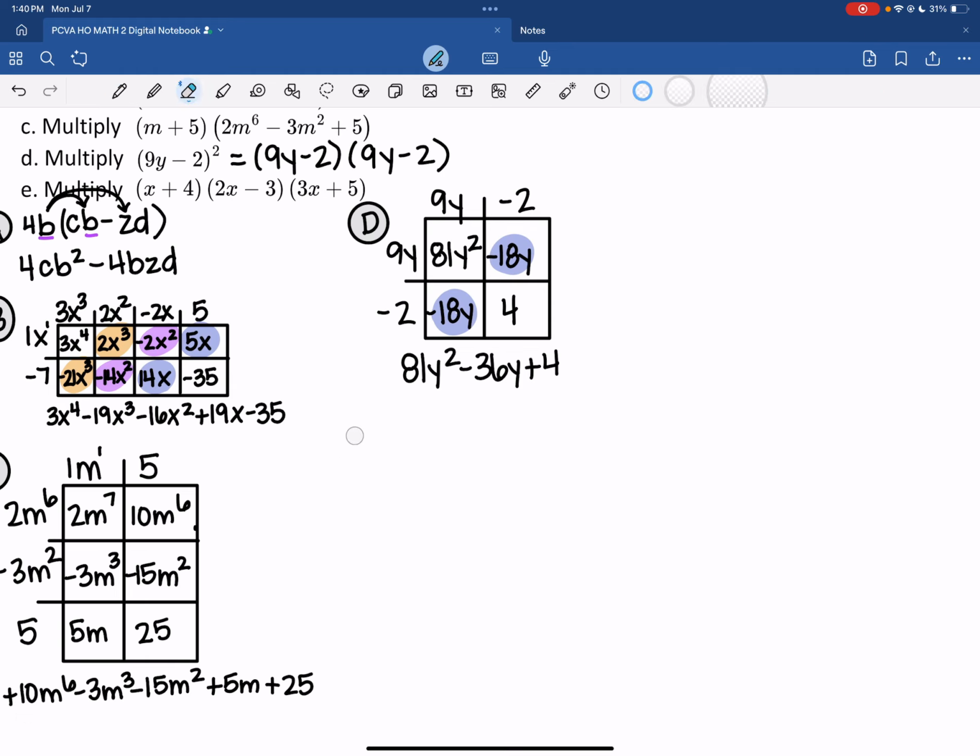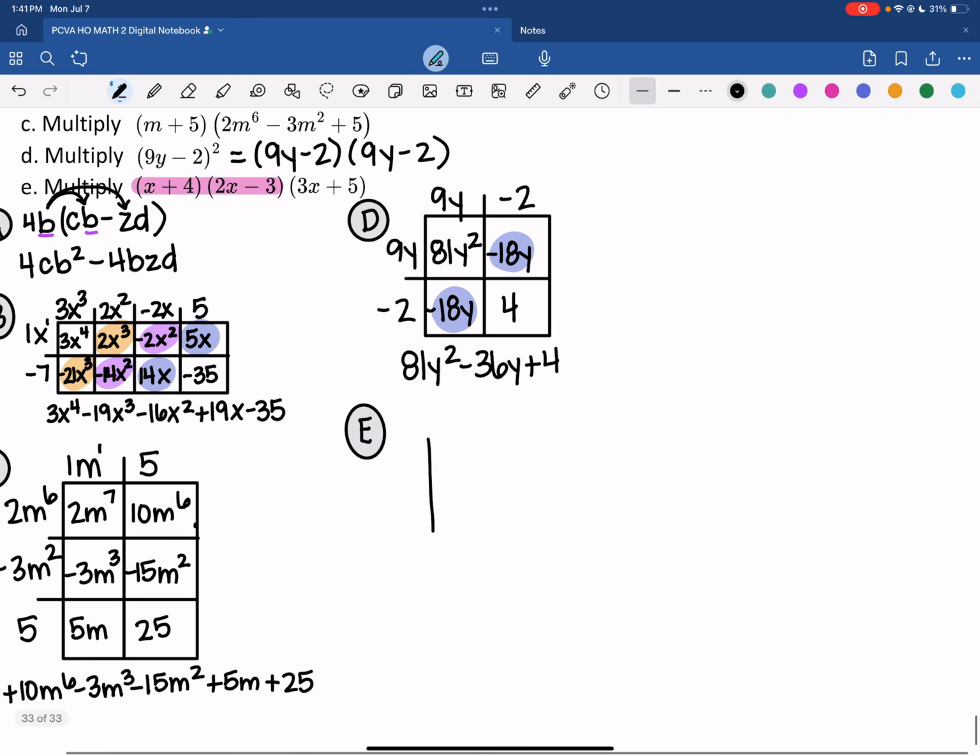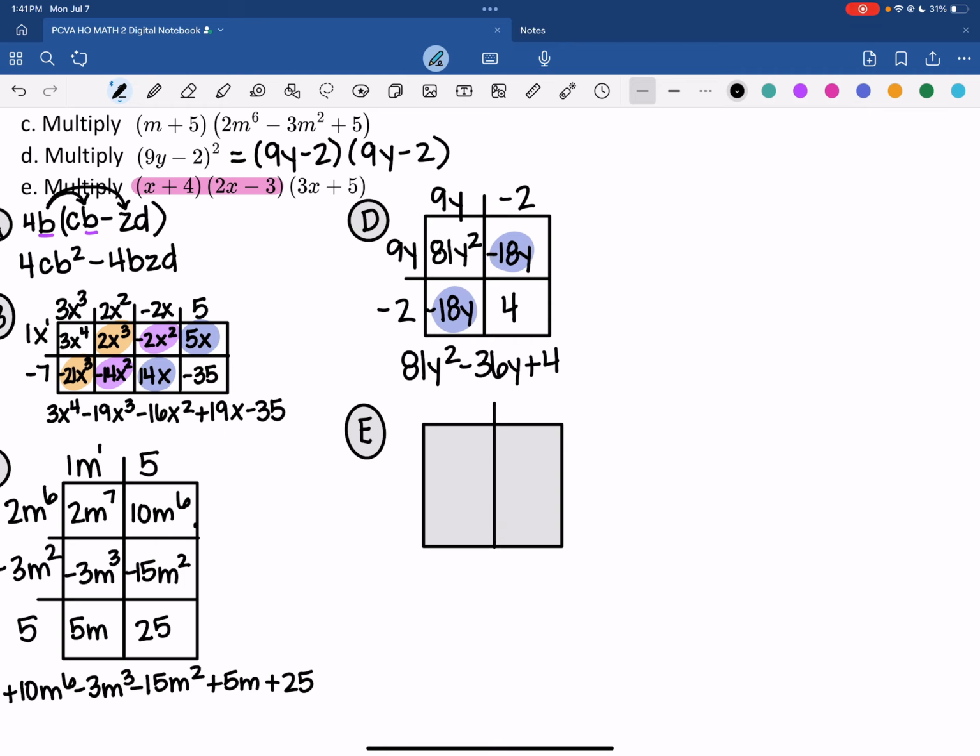So what I'm going to do here is it really doesn't matter which 2 you pick first. I'm just going to start with the first 2, and I'm going to multiply the first 2 together. So I'm going to box that. And again, you don't have to box it if you don't want to. I just use it to keep everything organized. I find students make fewer mistakes when they do. All right, so we're going to do x and 4, and then we're going to do 2x and negative 3.